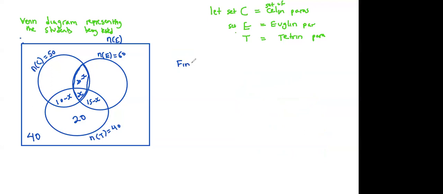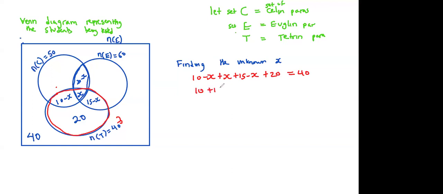So I can write here a small heading, finding the unknown X. To find X, you notice that when you add everything you have here, you can get the 40. So I add: 10 minus X plus 15 minus X plus the 20 should give me the 40. So you collect the like terms. It is 10 plus 15 plus 20 minus X plus X minus X will equal 40.